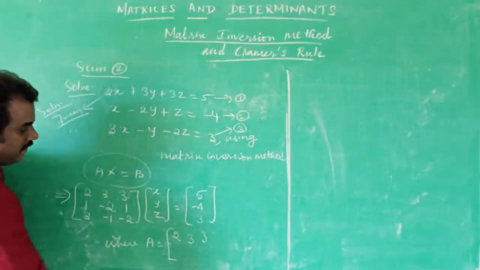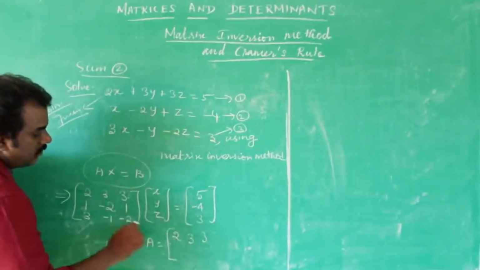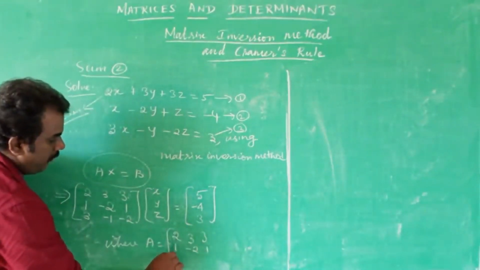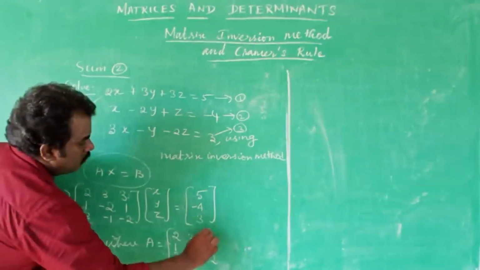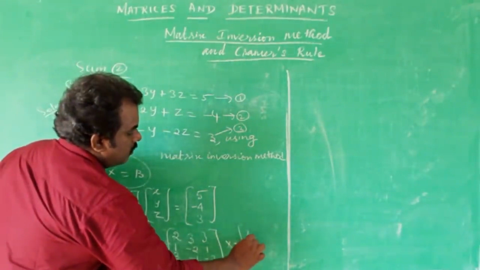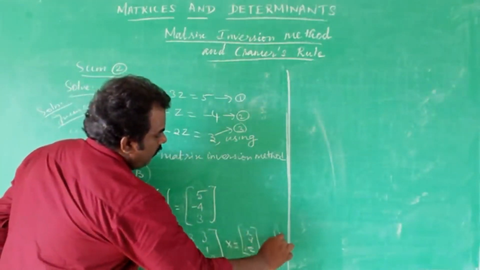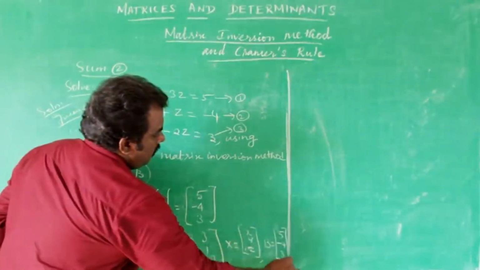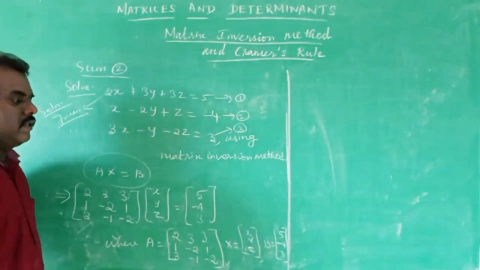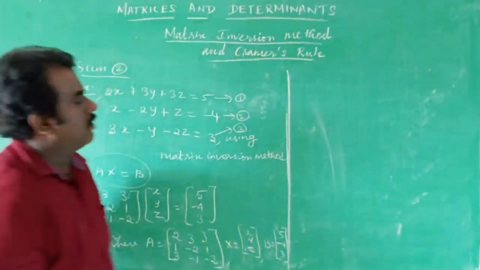This method can be applied only when the coefficient matrix is a square matrix and non-singular. Now we analyze, this is a square matrix, 2, 3, 3, 1, minus 2, 1, 3, minus 1, minus 2. And x is equal to x, y, z. And b is equal to 5, minus 4, 3. Now we understood this is a square matrix. Then next we can go for A inverse. Then only we can confirm the given square matrix is non-singular.